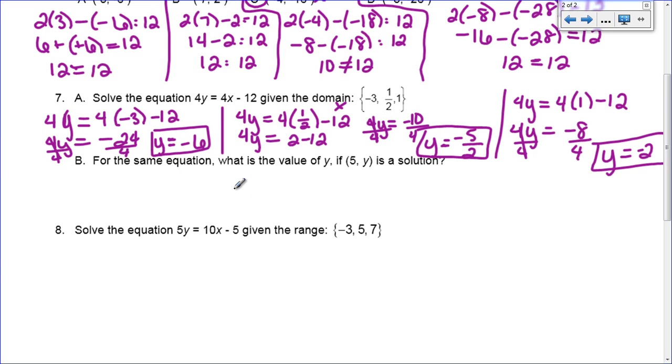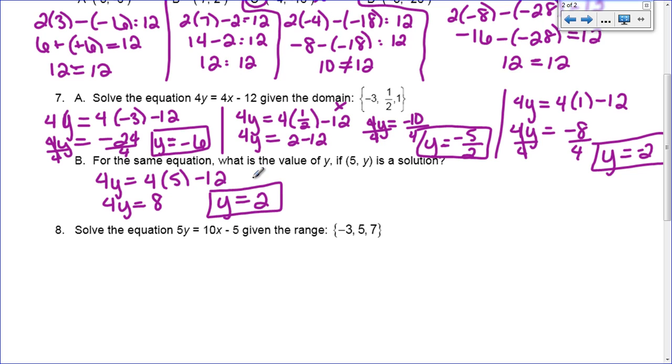So part B says for the same equation, what is the value of y if 5 comma y is a solution? Well, they're telling you right here that x is 5. So you take the same equation, 4y equals 4 times 5 minus 12, and you just solve for y like we did before. Well, 4 times 5 is 20. 20 minus 12 happens to equal 8. And when I divide both sides by 4, you get that y equals 2. So the value of y is going to be 2. So in order for this to be a solution, it has to be the point 5 comma 2.